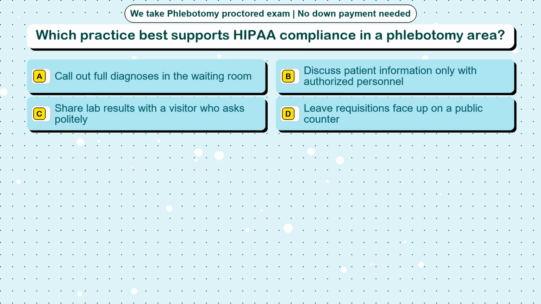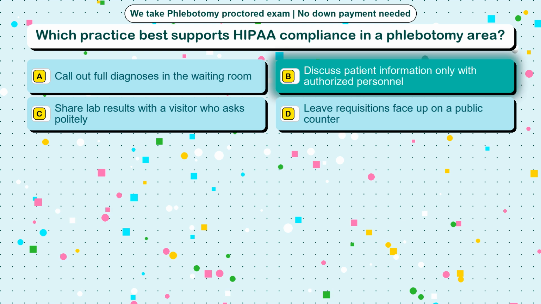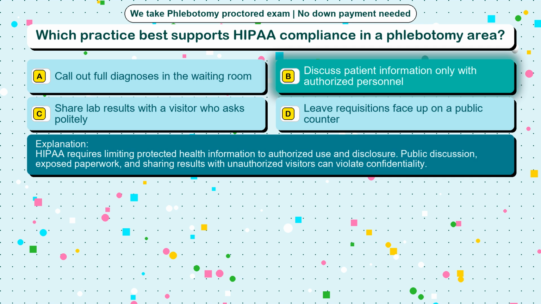Question 47. Which practice best supports HIPAA compliance in a phlebotomy area? Option A. Call out full diagnoses in the waiting room. Option B. Discuss patient information only with authorized personnel. Option C. Share lab results with a visitor who asks politely. Option D. Leave requisitions face up on a public counter. The correct answer is option B. Discuss patient information only with authorized personnel. HIPAA requires limiting protected health information to authorized use and disclosure. Public discussion, exposed paperwork, and sharing results with unauthorized visitors can violate confidentiality.